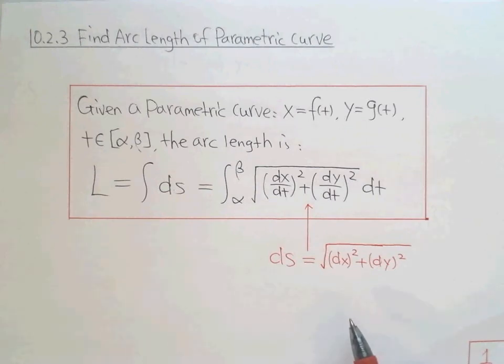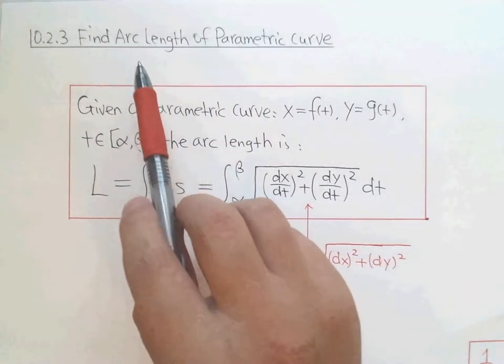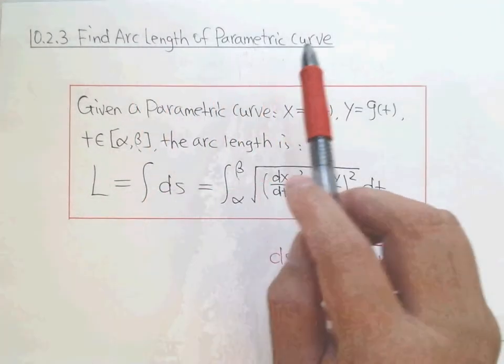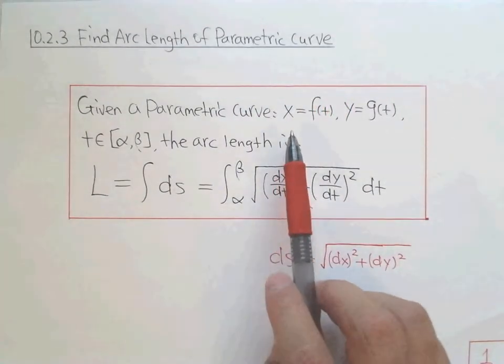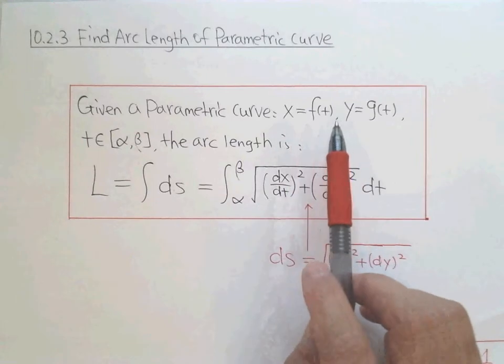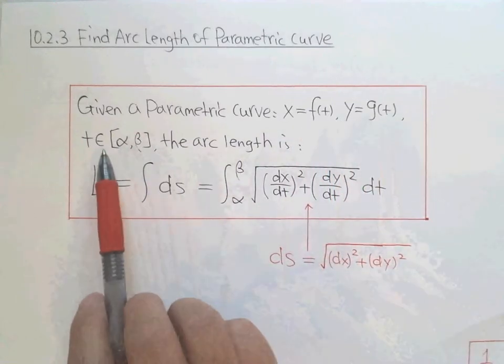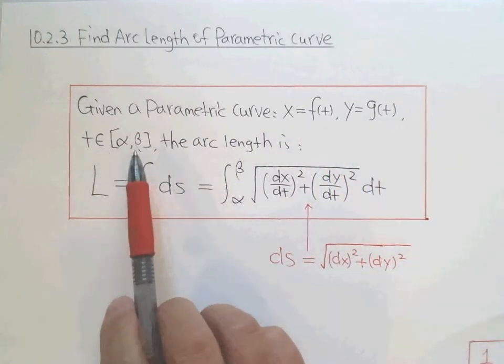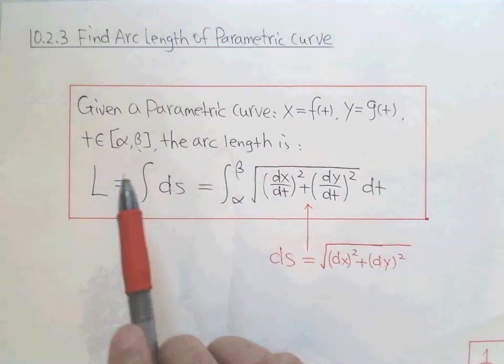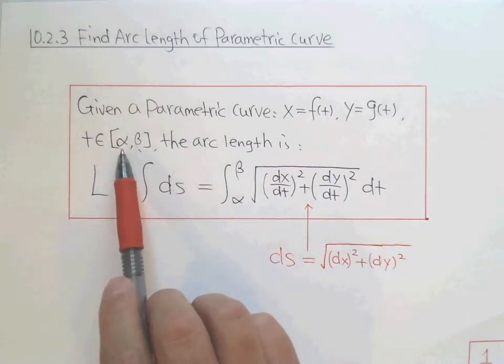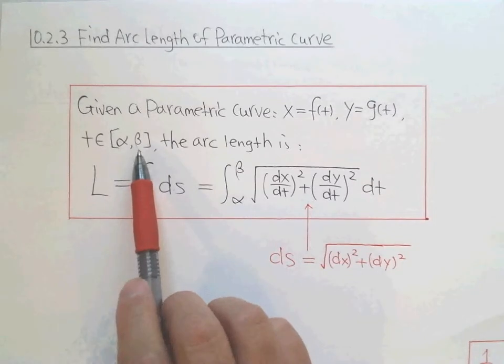In this lecture, we're going to find the arc length of a parametric curve using calculus. And here is the parametric curve, and the parameter t is between alpha and beta. So the arc length between these 2 points: at the beginning, t equals alpha; at the end, t equals beta. What is the total length of the arc?